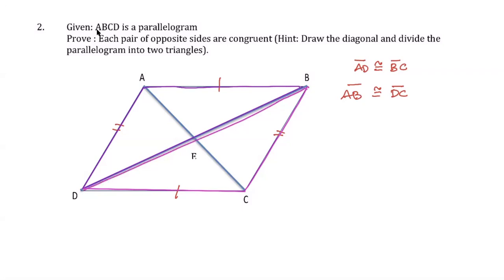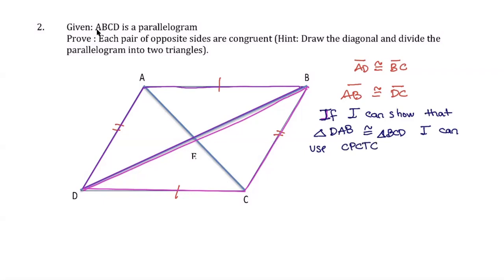And so if I can show that triangle DAB is congruent to triangle BCD, I can use CPCTC, that congruent parts of congruent triangles are congruent, to get my answer. So we know that that is where we're heading.